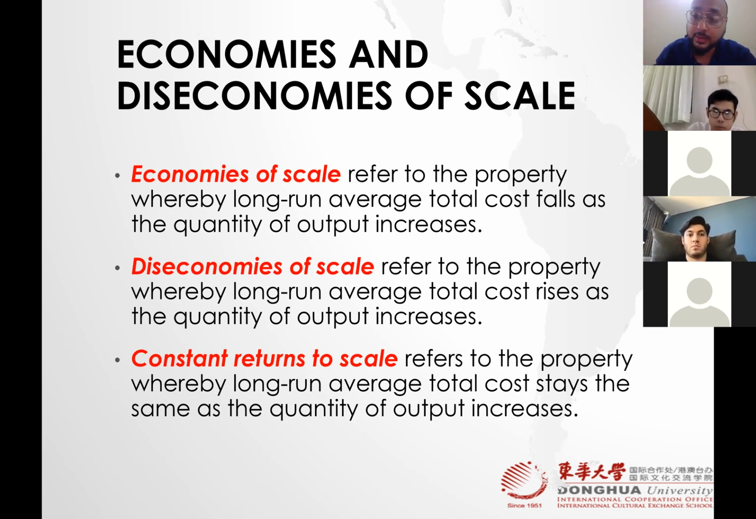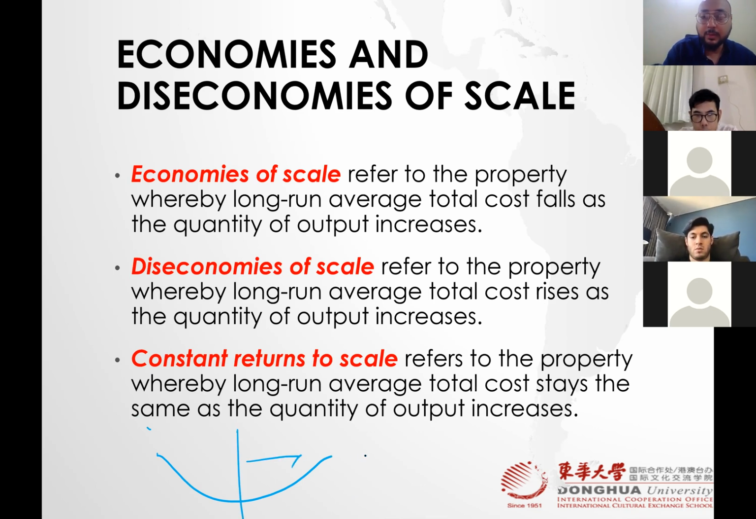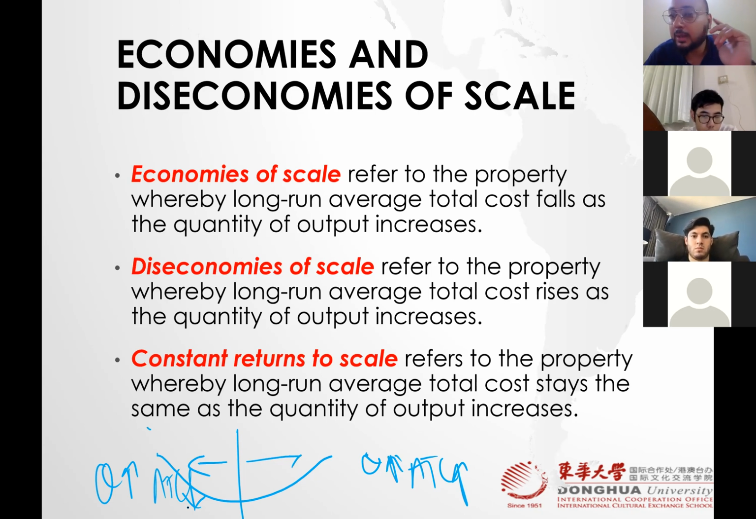Remember, it's not short run, it's a long run strategy in which companies maintain their production near the bottom of the U-shaped curve. If you divide the U-shaped curve, there is a right part in which as production increases, the average total cost increases. But in this part, as quantity increases, average total cost decreases. So they remain on the left side. This property is applicable on the left side. Again, economies of scale refers to the property whereby long run average total cost falls as the quantity of output increases.